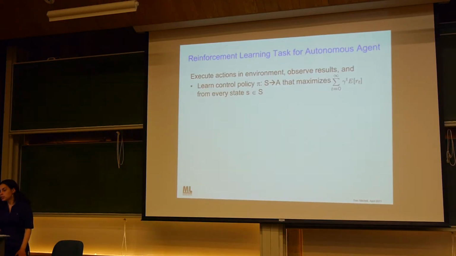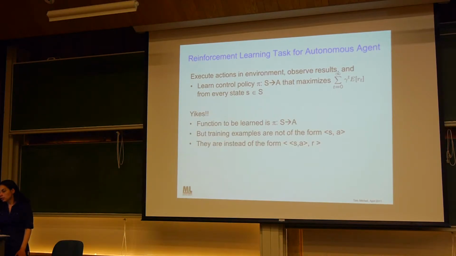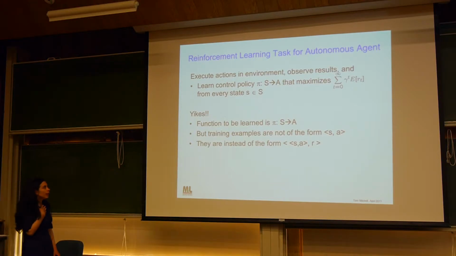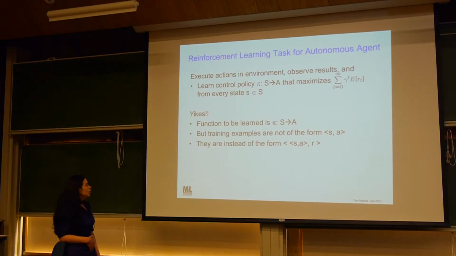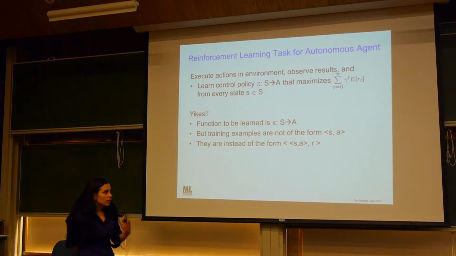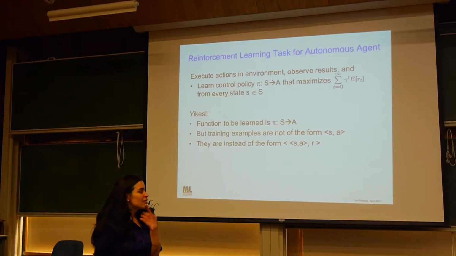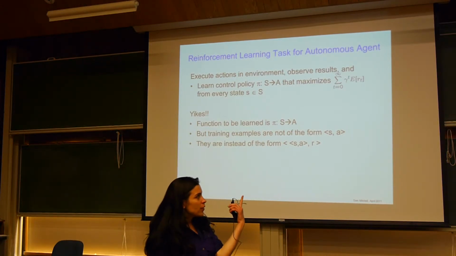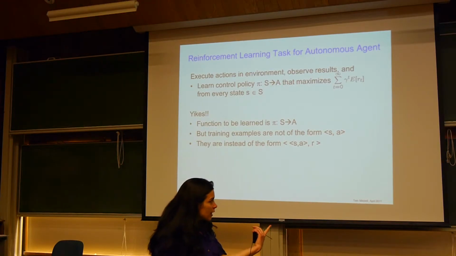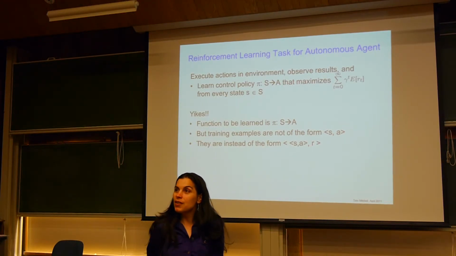Okay, cool. So that's our goal. We want to learn a control policy that is optimal no matter what the starting state is. And as I mentioned, the cool fact is that in an MDP such a policy exists. But the problem is non-trivial because our goal is to learn a policy that maps states to actions, but what we observe is not of that form.